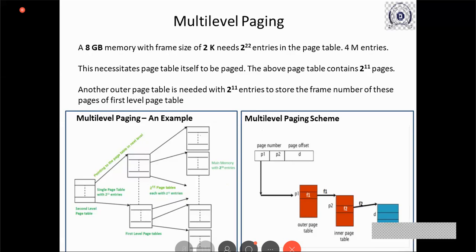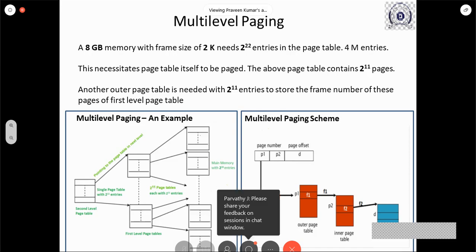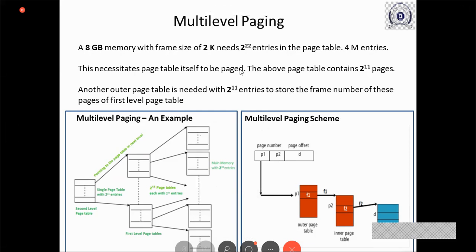Consider we have an 8 GB RAM with the frame size as 2K. Then 8 GB is 2^3 into 2^30, so 2^33. The number of entries is 2^33 in the main memory. So it is divided into 2^22 frames. When we divide 2^33 by 2^11, that is the size of the frame, we get 2^22. So the total number of frames will be 2^22 in the RAM.